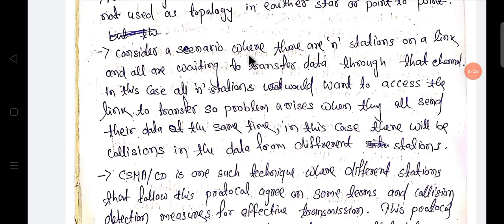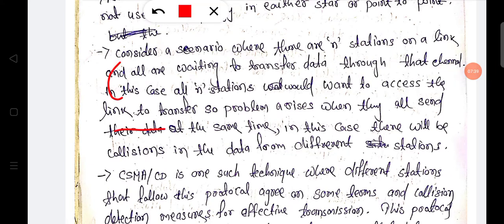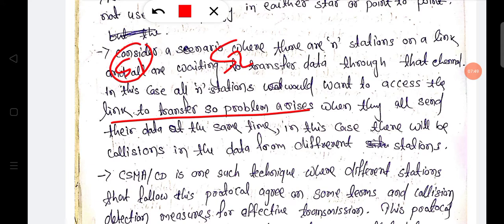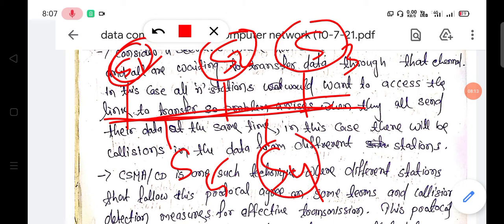Consider a scenario where there are n stations linked, and all are waiting to transfer. Consider a link. There is station 1, station 2, station 3, station 4, station 5, etc. Let's say n stations connected to a network. At the same moment all the stations want to send data through this medium.